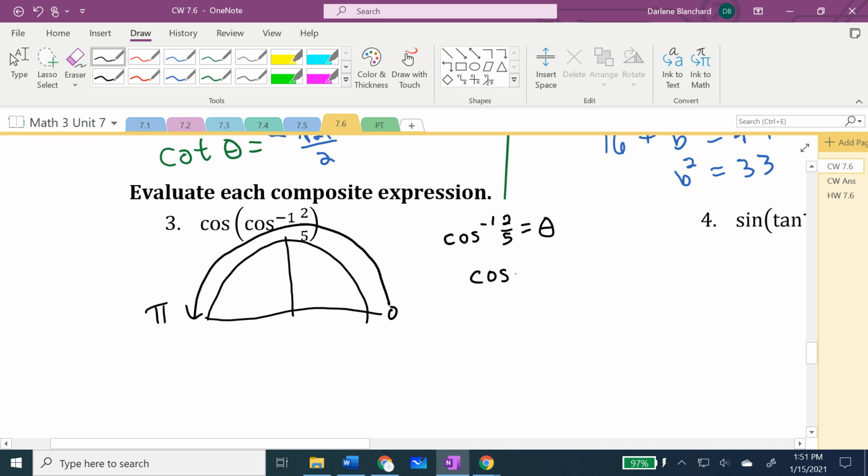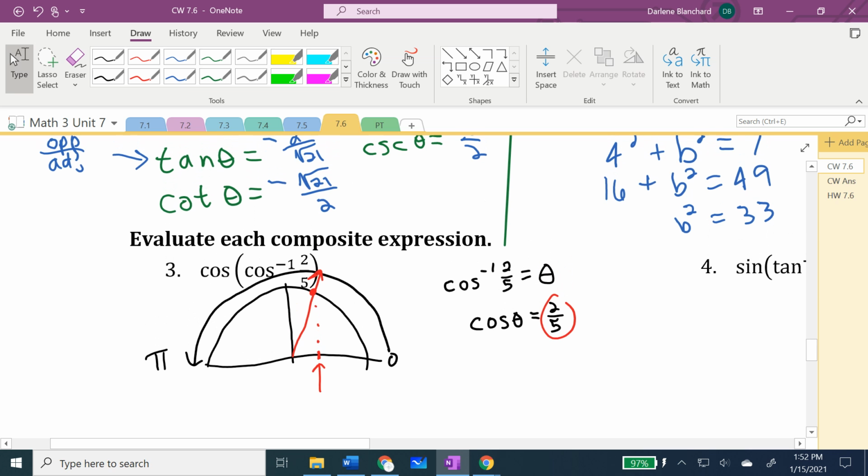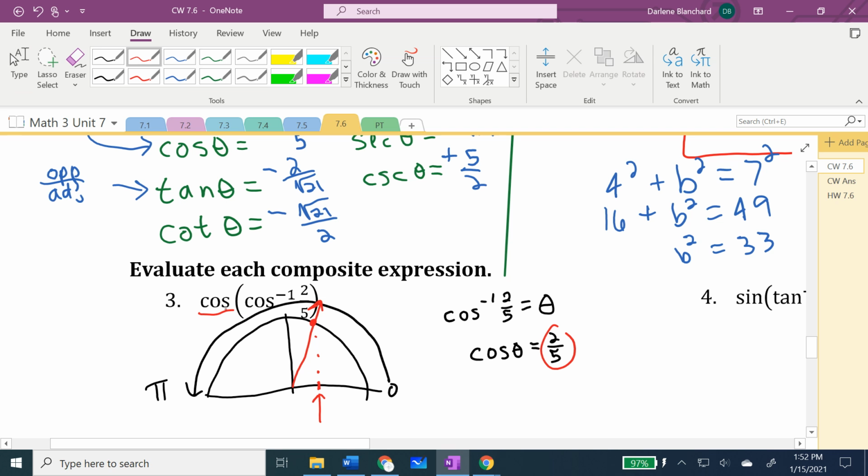Now, if I rewrite this in the forward function, then I change my input to being the theta and my output to being the 2/5. Cosine is an x-coordinate, and this is a positive x-coordinate. So I'm going to say positive 2/5 is about right here. That takes me to a certain angle. And now I'm finding the cosine of that angle. But wait a minute, I just did inverse cosine. Oh no, hey, oh my goodness. That's an inverse inside the original function.